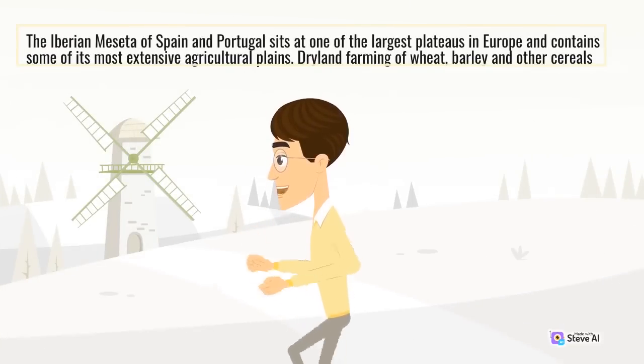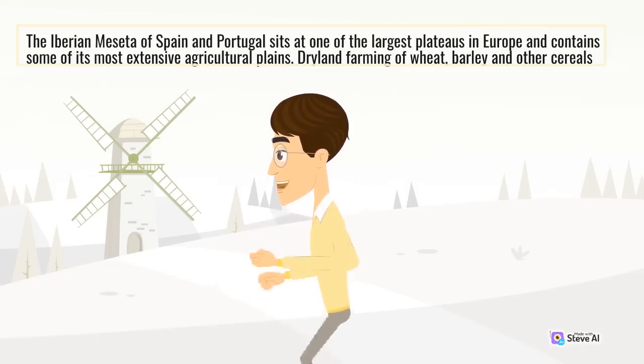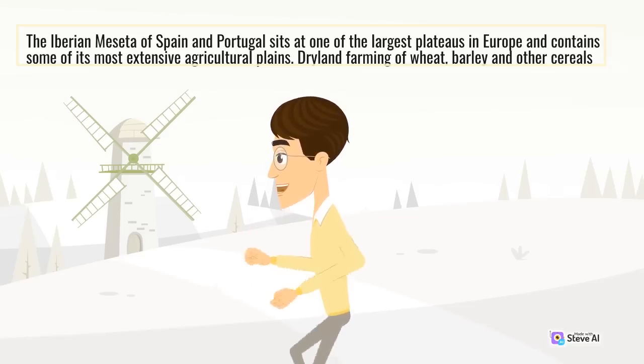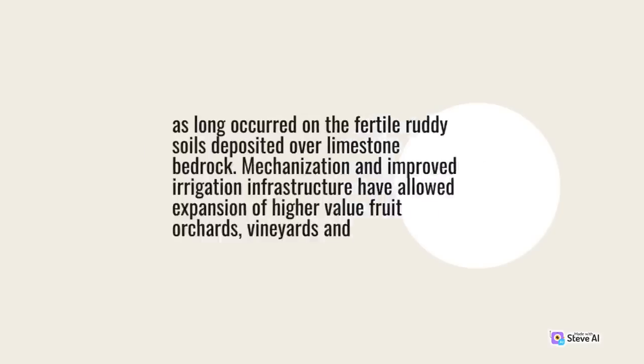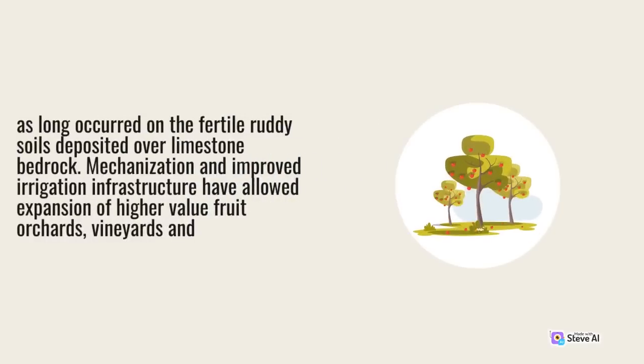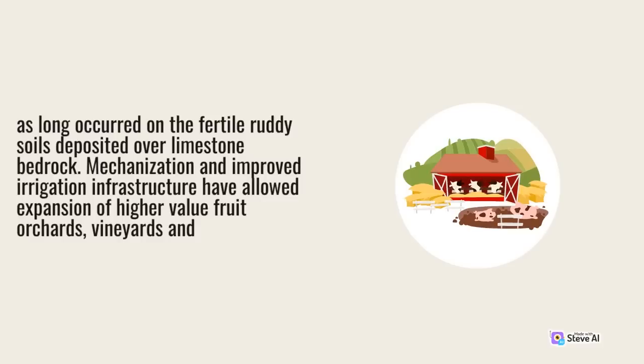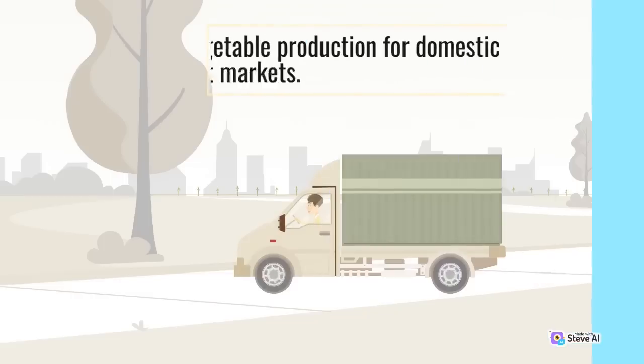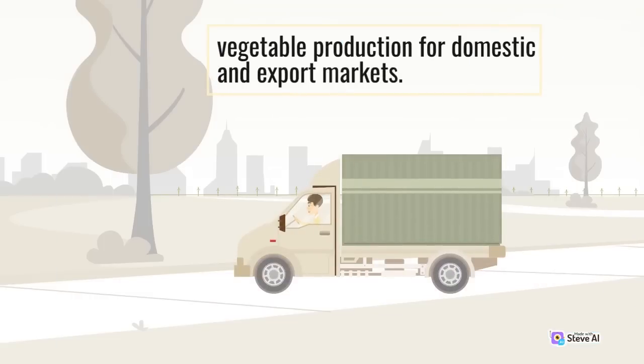The Iberian Meseta of Spain and Portugal is one of the largest plateaus in Europe and contains some of its most extensive agricultural plains. Dryland farming of wheat, barley, and other cereals has long occurred on the fertile soils deposited over limestone bedrock. Mechanization and improved irrigation infrastructure have allowed expansion of higher value fruit orchards, vineyards, and vegetable production for domestic and export markets.